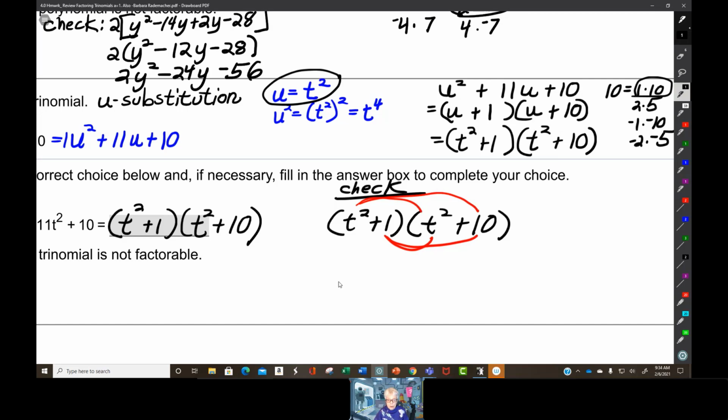T squared times t squared is t to the fourth. How do I know that? Because t squared times t squared, they have the same base, so I can write it as t to the 2 plus 2.